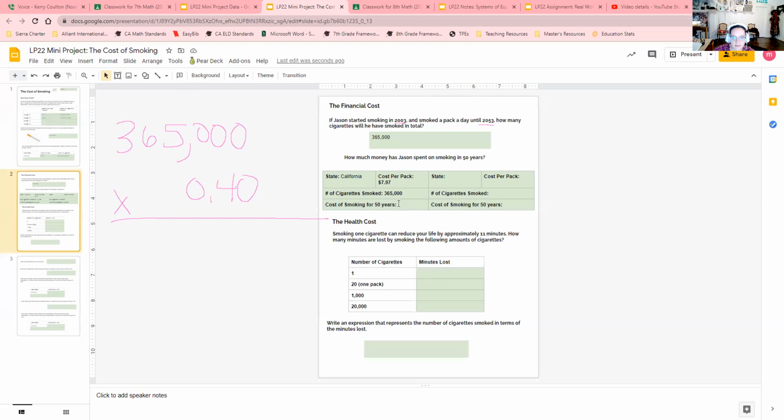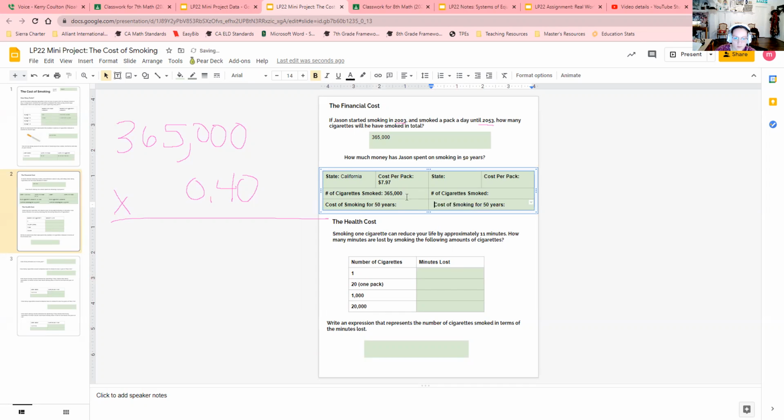That is, okay, we need a dollar sign because we're talking about money. We're talking about money. That is $146,000. So that is the cost of smoking for 50 years in California.